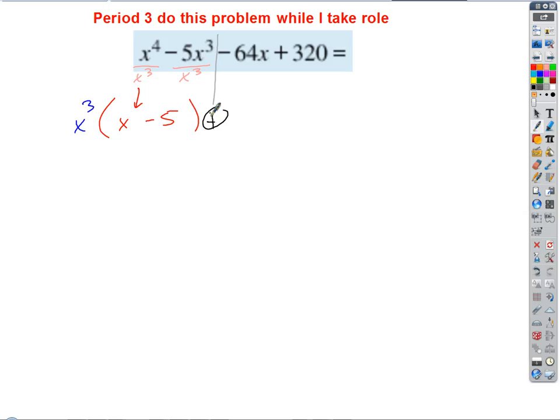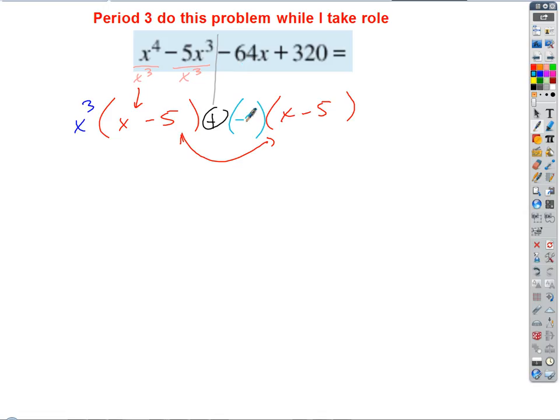Then the other group. Now the other group is where we can take things a little bit easier. We know that if this is going to work, the x minus 5 has to be the leftover in the second group. So now all we've got to do is ask ourselves, can we make that happen? In order to have an x minus 5 left over, what would I have to undistribute? In other words, what times x would give me negative 64x?